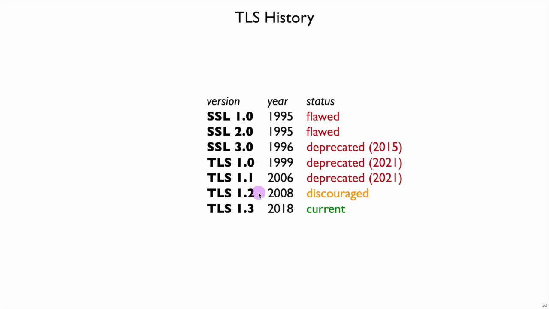And TLS 1.2, while discouraged, is still in active use. It has some weaknesses that are potentially exploitable. TLS 1.3 is the recommended protocol. So if you're not trying to deal with old software that may be stuck on 1.2, then definitely go with 1.3. That started in 2018, and it's still the main one to use.